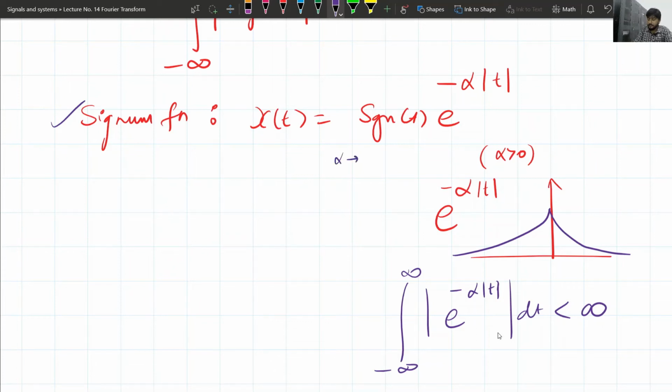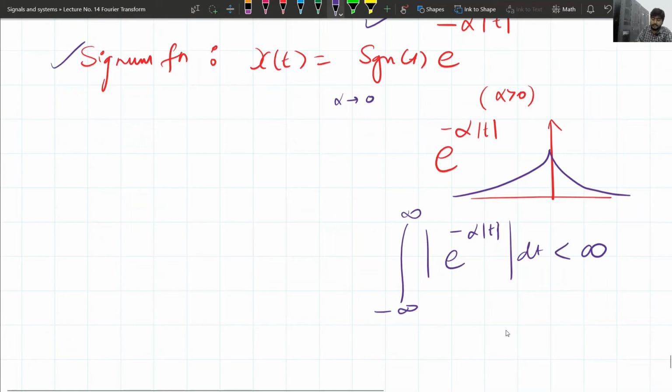Suppose we take the limit alpha tends to 0, then once again we will get the original signum function. But right now we are interested in finding the Fourier transform of the signum function. That is why we are approximating this signum function so that it follows the Dirichlet conditions.